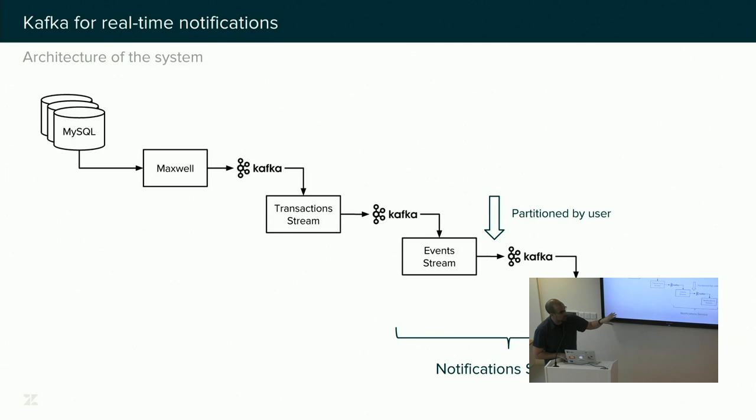Sorry, on the notification stream, that's where the calculation of the batch count happens. By always consuming that data ordered by user, we can guarantee that the data is going to come in order. So for each notification that we are about to push to the mobile device, we just calculate the batch count at that moment. And then when we push the notification, the batch count is going to be accurate.